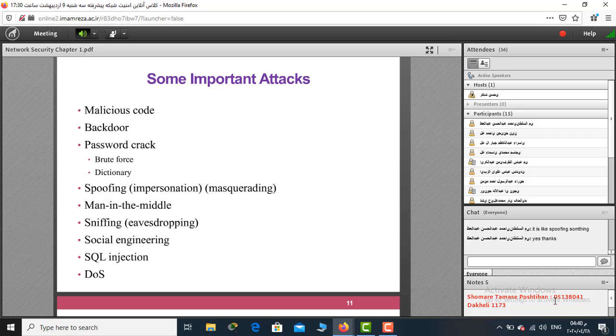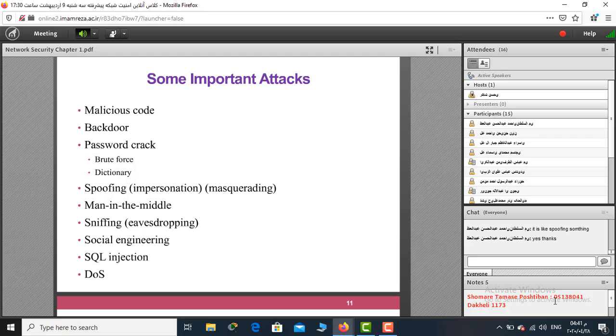SQL injection is somehow hard to explain here without an example, and I will explain it in the next chapters, especially in chapter 3, I think. But I'll give a short description of SQL injection now. If it is not clear, please wait until chapter 3, where we will explain using examples and more detailed description.